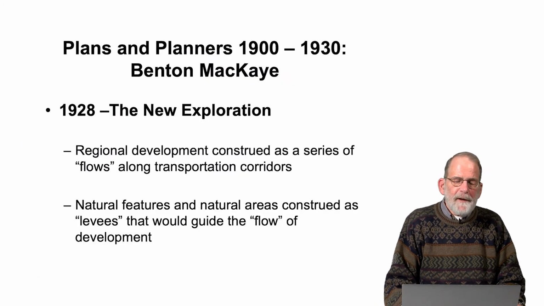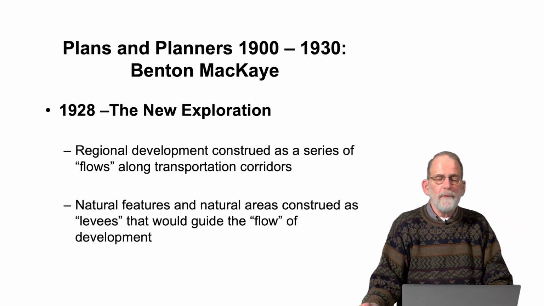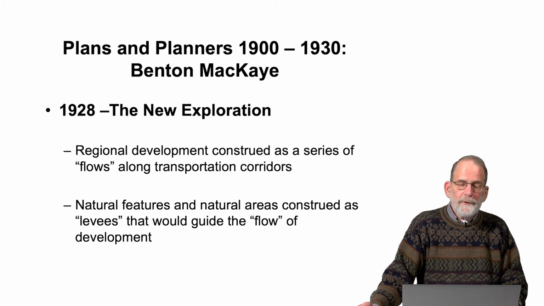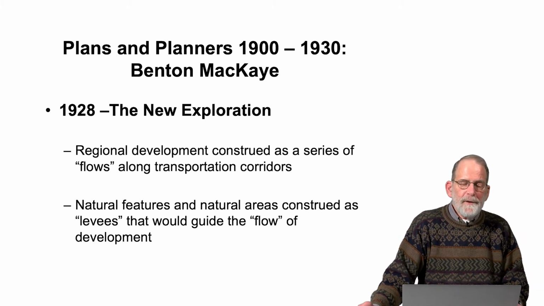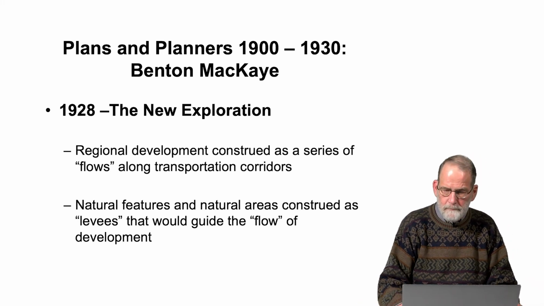In 1928, a gentleman by the name of Benton MacKay wrote a very influential book called The New Exploration. In this book, MacKay construed regional development to be a series of flows along transportation corridors. And then natural features and natural areas were construed as levees that would guide the flow of development.